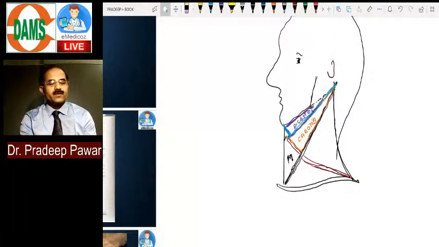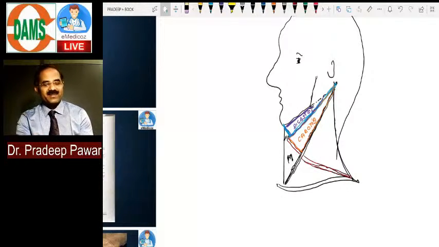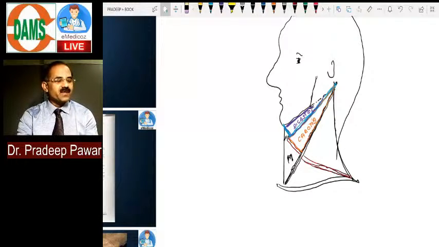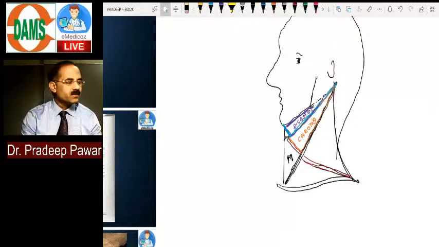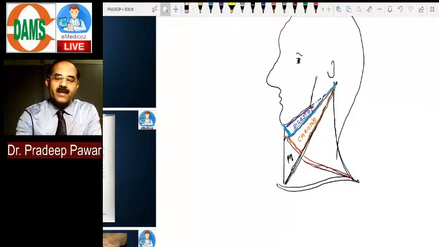The topic is triangles of the neck. The subject is anatomy. So this is the digastric triangle. Clear to all of you? And just one last thing. Just one small triangle left here.